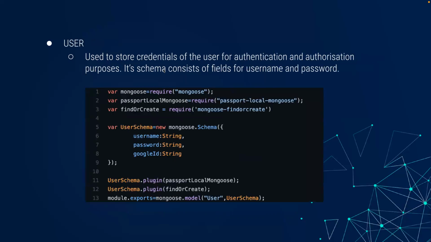The third model is user. It is used to store credentials of the user for authentication and authorization purposes. Its schema consists of fields for username and password. As we can see in the image, this particular schema contains fields like username and password. Those are both string fields and are used to log users in and out. And we also have an additional field by the name Google ID that is used to authorize users using their Google account. Now I would like to invite Govind to take the PPT presentation further.